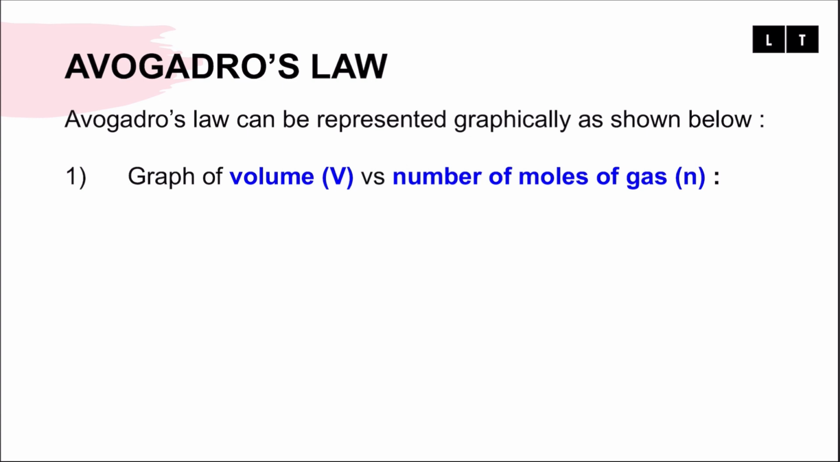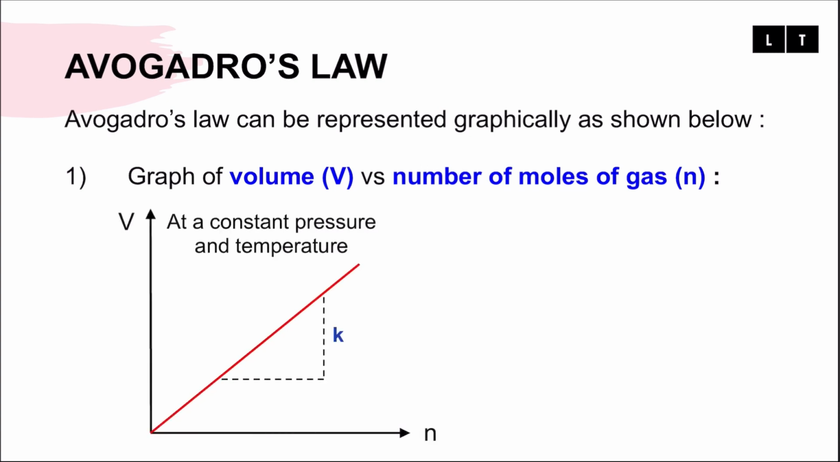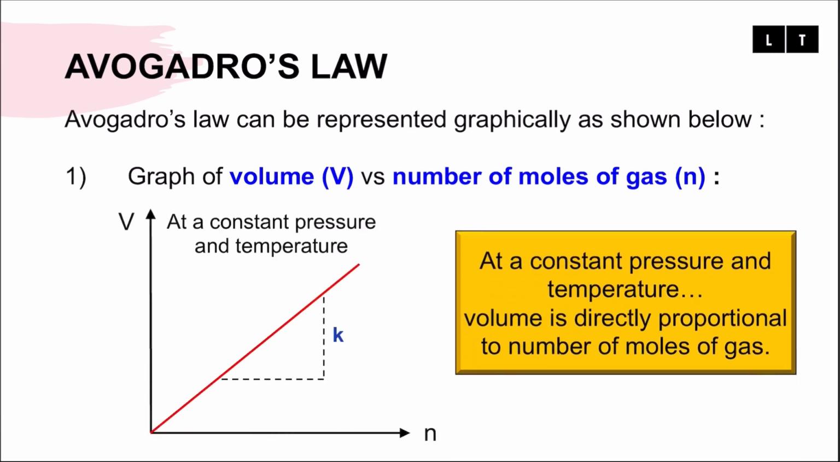Into Avogadro's law, graph for Avogadro's law will be graph of volume versus number of mole. And we know that at constant pressure and temperature, volume is directly proportional to the number of moles of gas. So volume as our y-axis, moles as our x-axis.